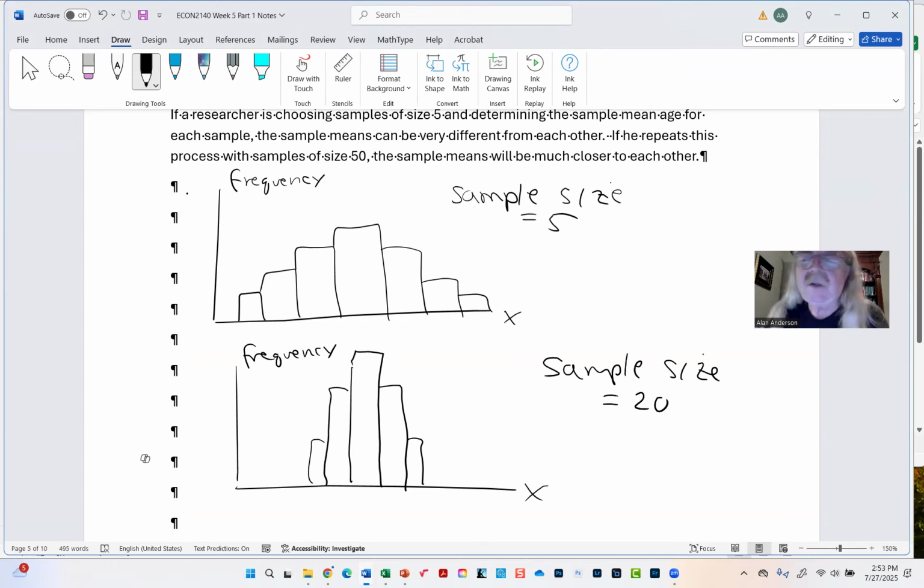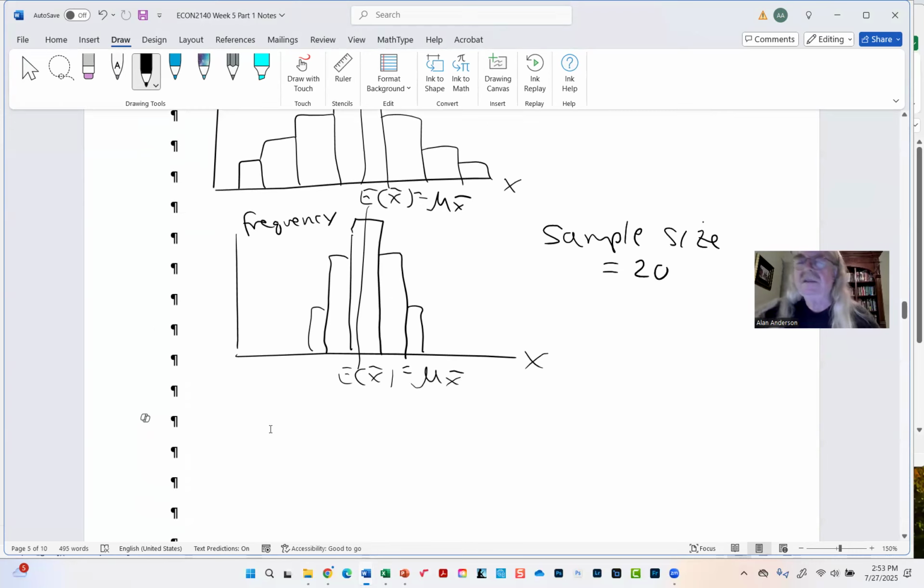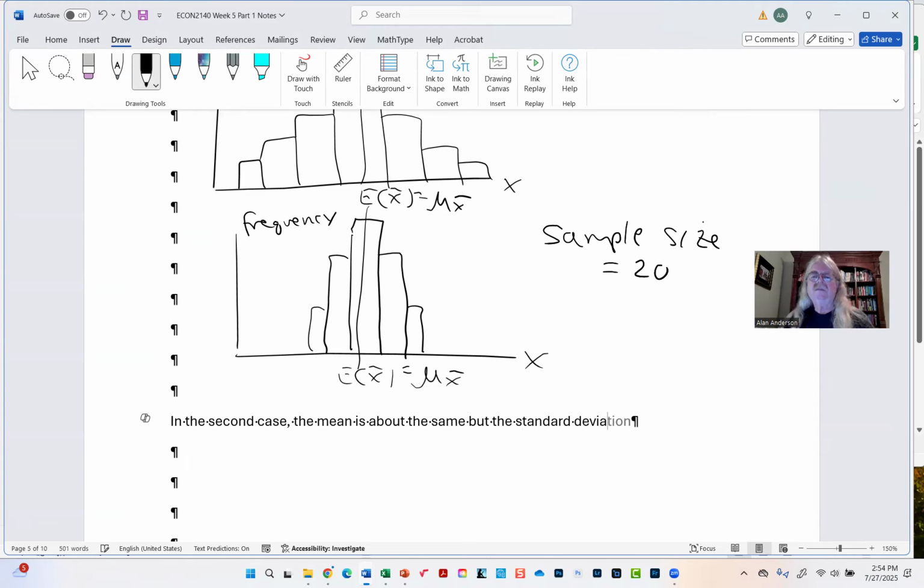All right. Now, of course, it's a very crude drawing, but I hope you get what I'm trying to get at here. The center is approximately the same, but what's really different is how spread out they are. So in the second case, the mean is about the same. The standard deviation is lower, i.e., the data is less spread out.